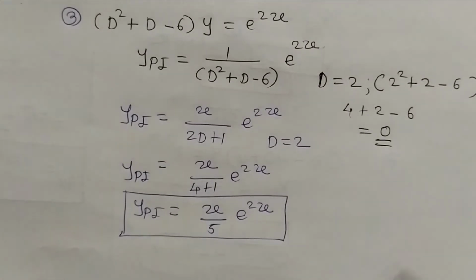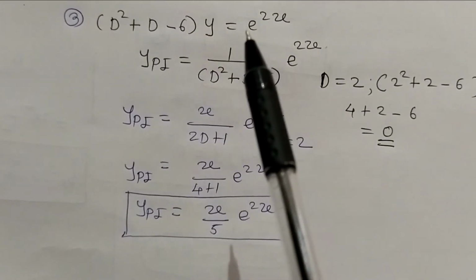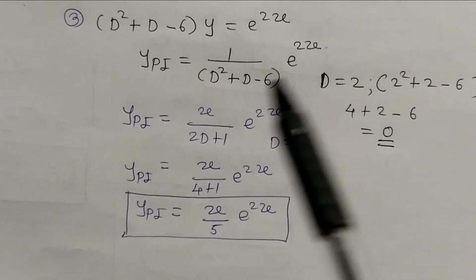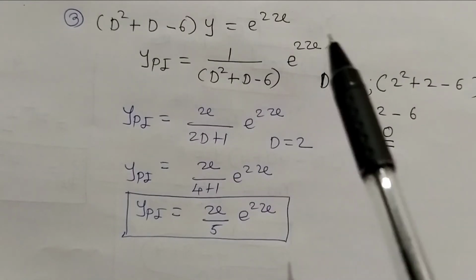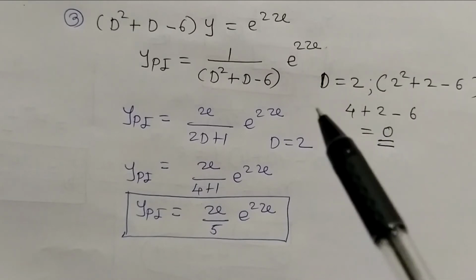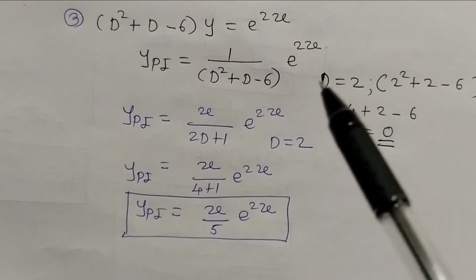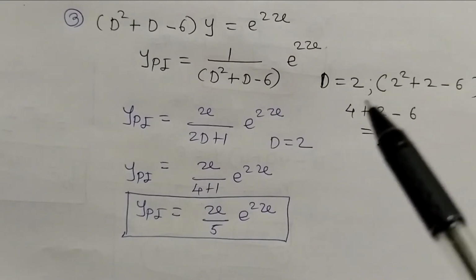The next example is (D squared plus D minus 6) y equals e raised to 2x. So the solution is 1 upon f of D, that is 1 upon (D squared plus D minus 6) into e raised to 2x. So D is equal to, what is the a here? 2. So we have to put D equal to 2. So 2 squared plus 2 minus 6 becomes 0.